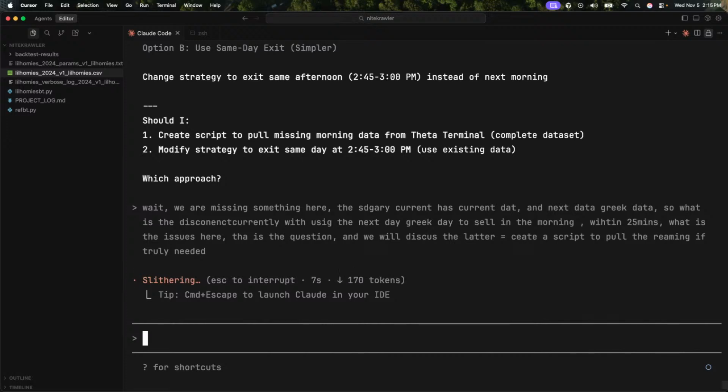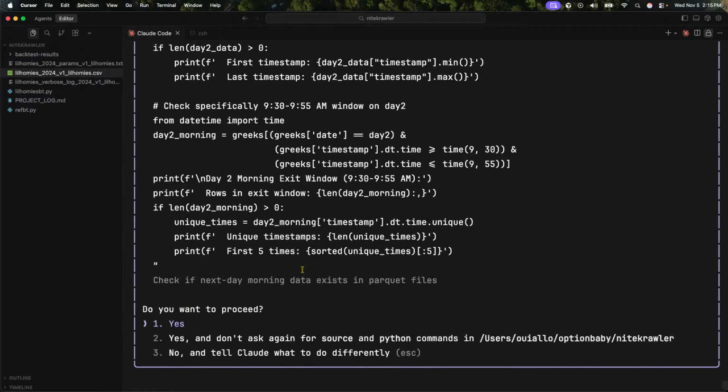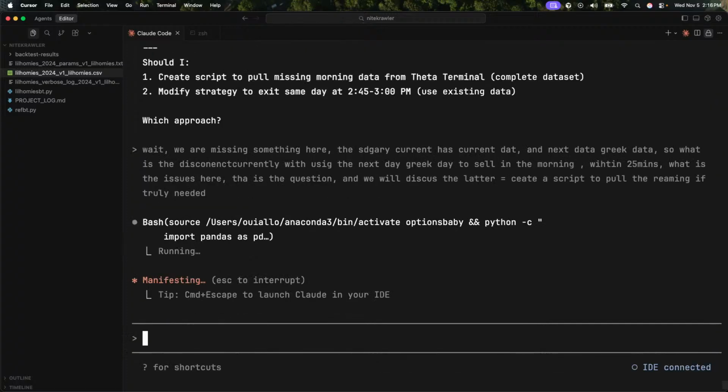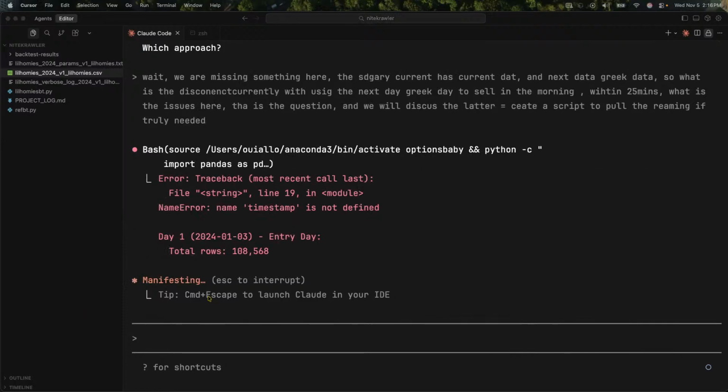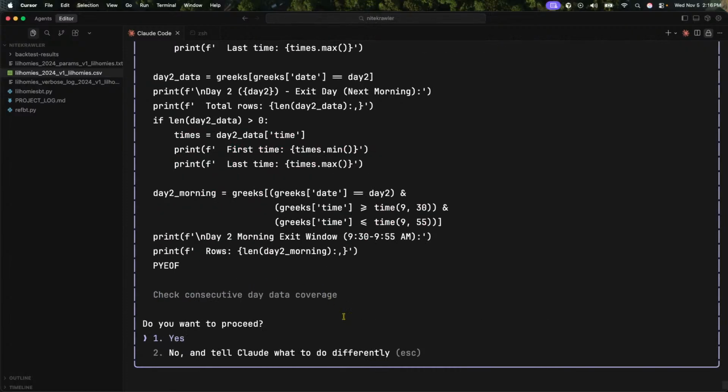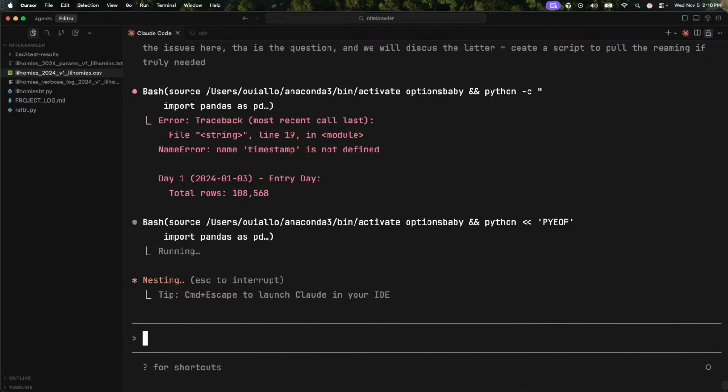Because we already have the data. If I have the current day, and you said it goes to 3 p.m., why can't you get the next day? It's from 9:30. The Greeks are there. You're just tripping right now. So what I want to do is consecutive days. Get me right, get me right, get me right.